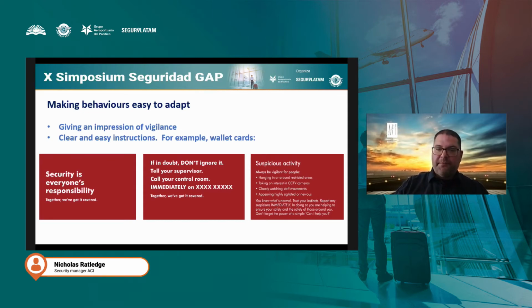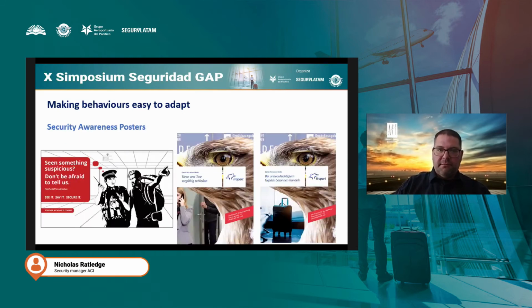Another key piece is to make sure the instructions are clear, easy and can be widely communicated through the organization. One consideration is to give members of staff a wallet card or an electronic equivalent for smartphones, such as a digital image featuring the reporting phone number. As you can see on the screen here, these are some examples of what you can have in your pocket as part of a wallet card, or something that can be digitally transmitted through a phone to assist staff when they're looking for suspicious behavior.